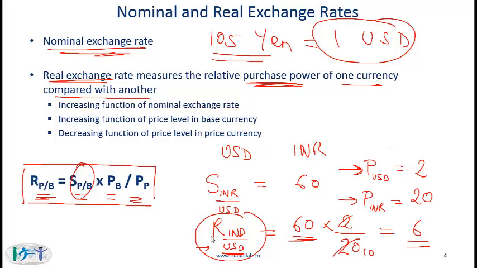What you must do before moving to the next slide is memorize this relationship. The real exchange rate in terms of price currency over base currency is equal to the spot exchange rate times the price level in the base currency divided by the price level in the price currency. On the next few slides, we will be using this relationship.